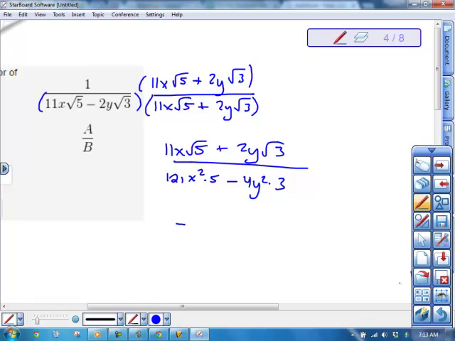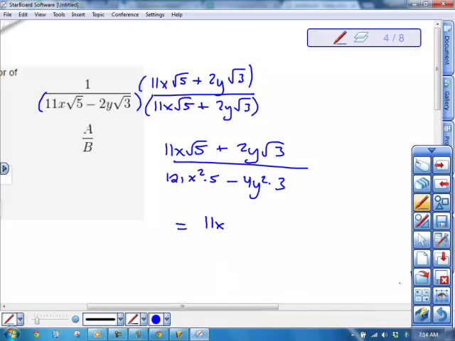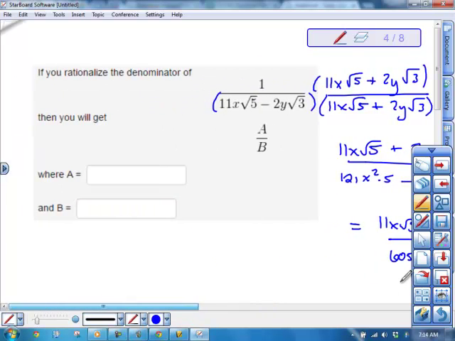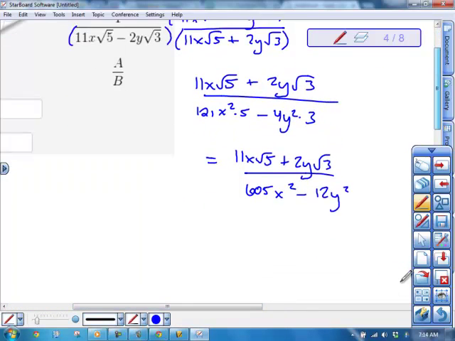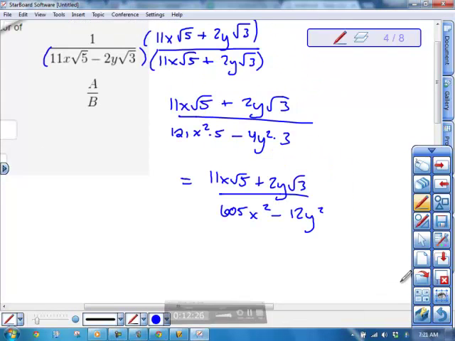And then we can simplify this a little bit, hopefully. Let's see, 11x square root of 5 plus 2y square root of 3 all over 605x squared minus 12y squared. And it must be what they want us to enter in for A and B, because I don't see anything that simplifies from here.